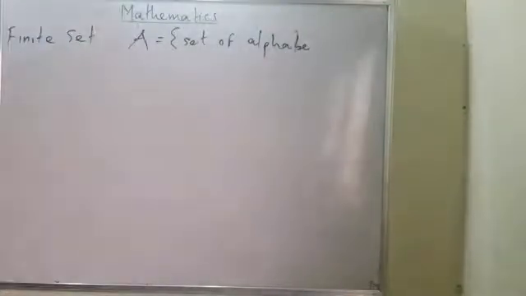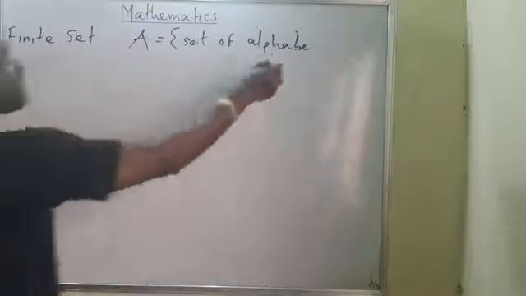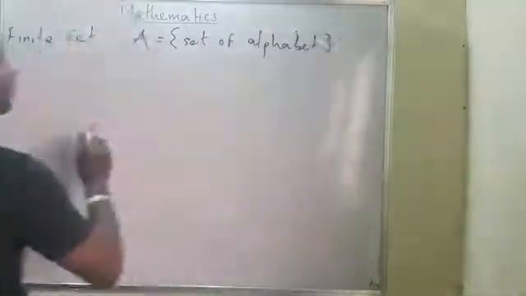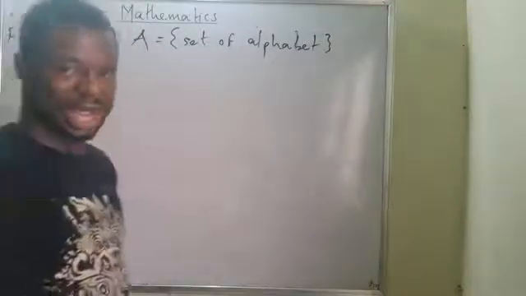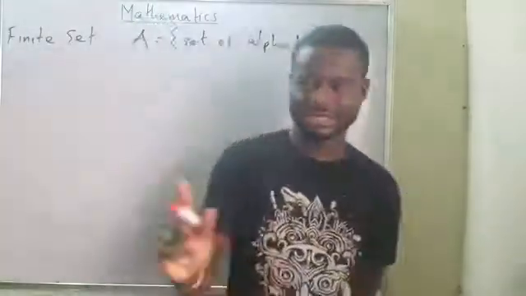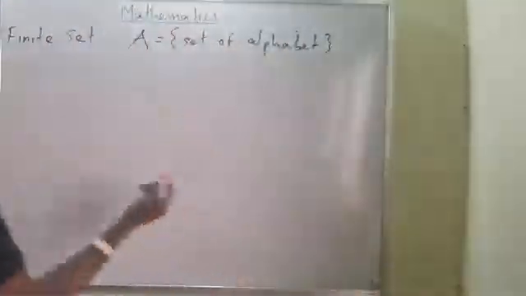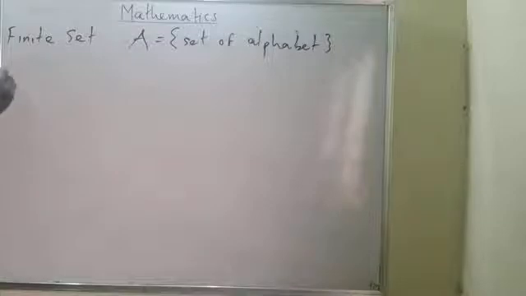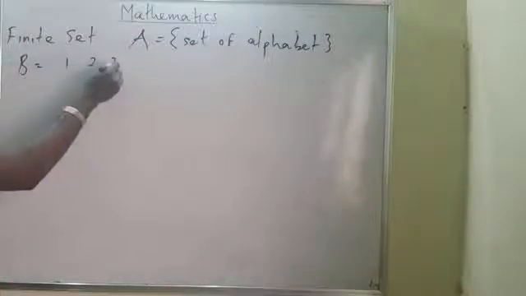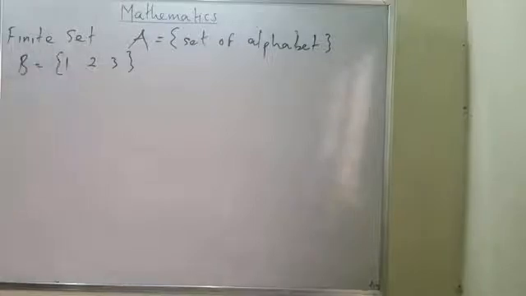Now, set of alphabet. If I'm talking about set of alphabet, you know that it has a beginning and it has an end: A, B, C, Z. That is set of alphabet. If I also talk about another set, it can be big, it can be 1, 2, 3. This is a finite set.